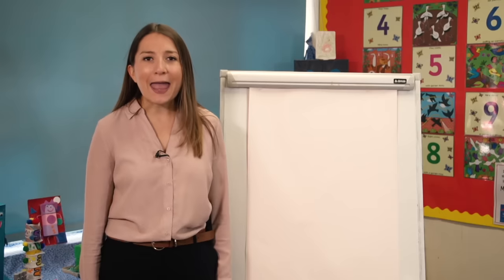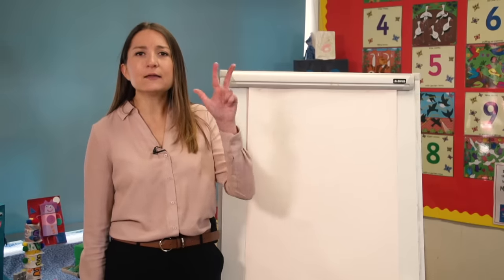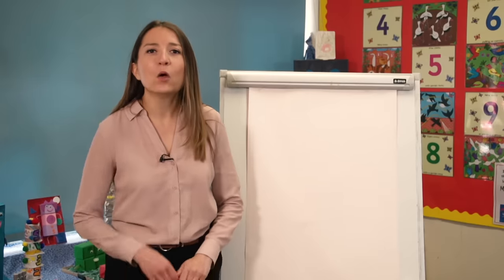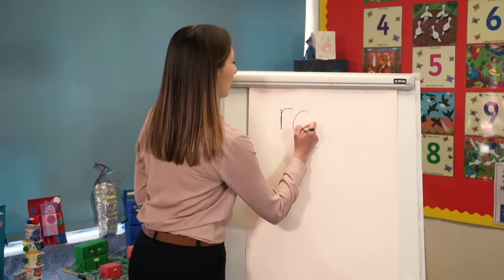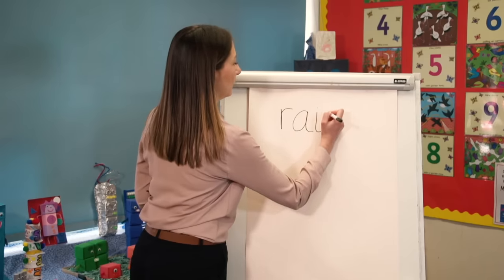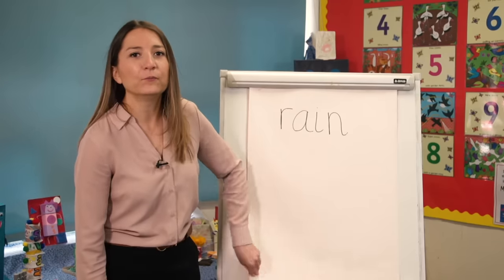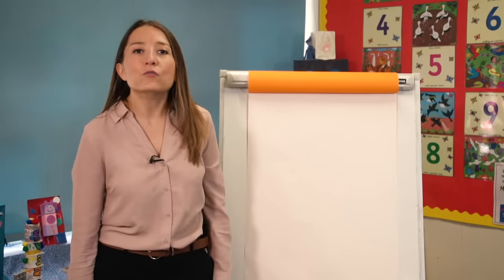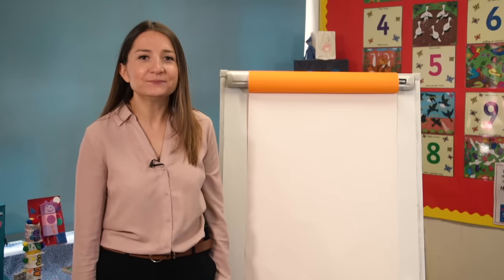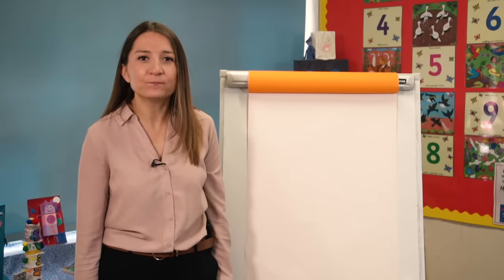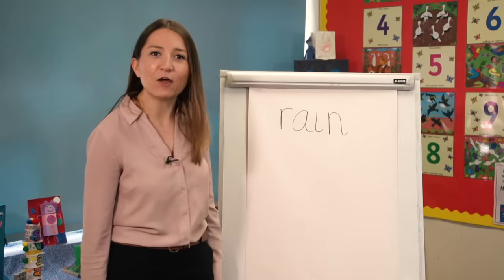Rain. R-ai-n. Let's count how many sounds there are. R-ai-n. That's three sounds. Watch me write rain. Now you have a go. Rain. Write them down. Don't forget the digraph ai. Let's check our spelling. Did you get it right?